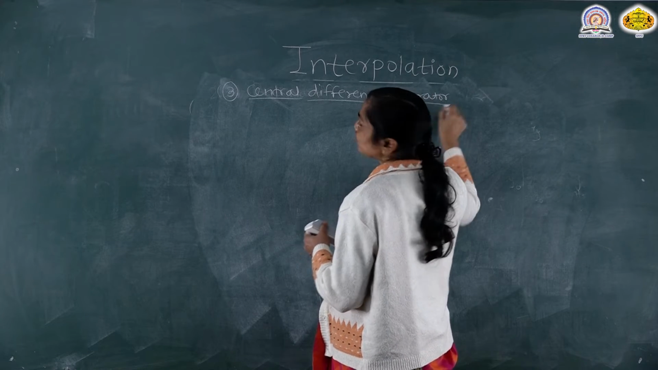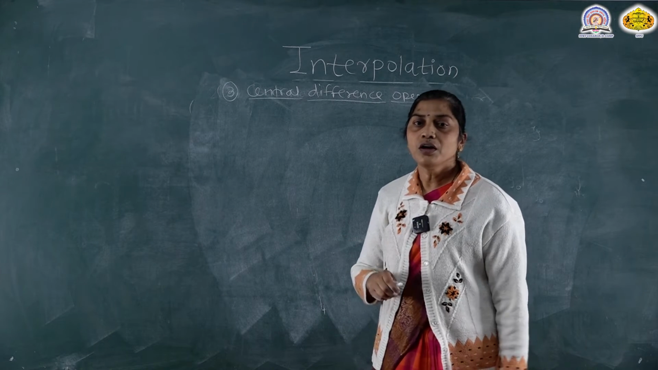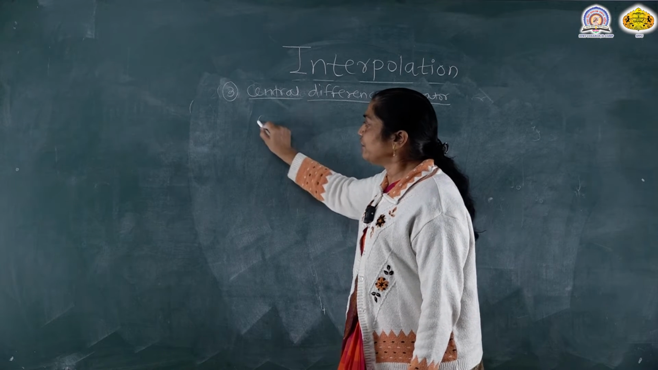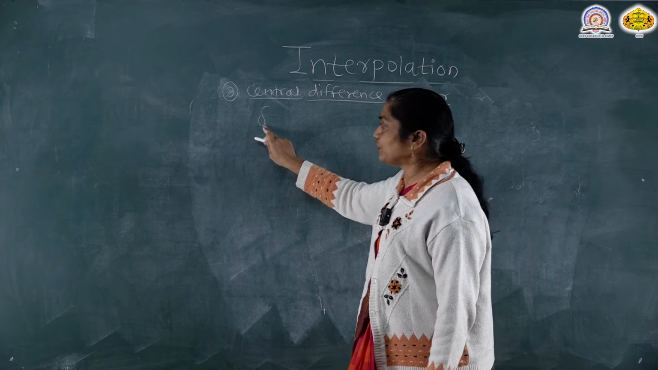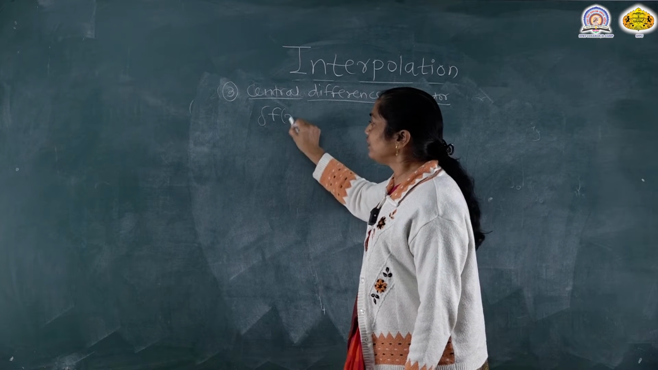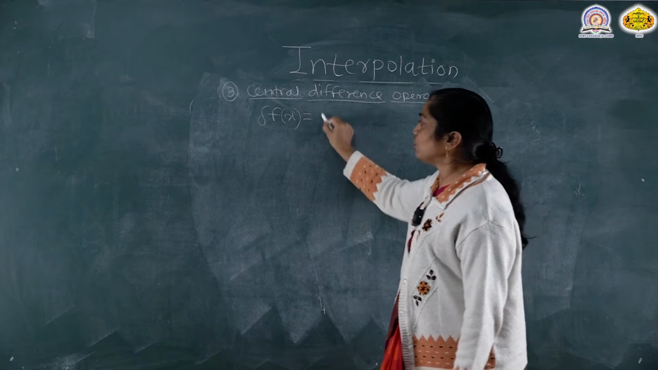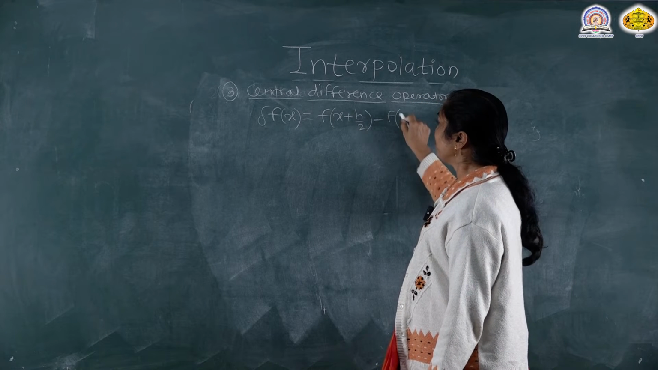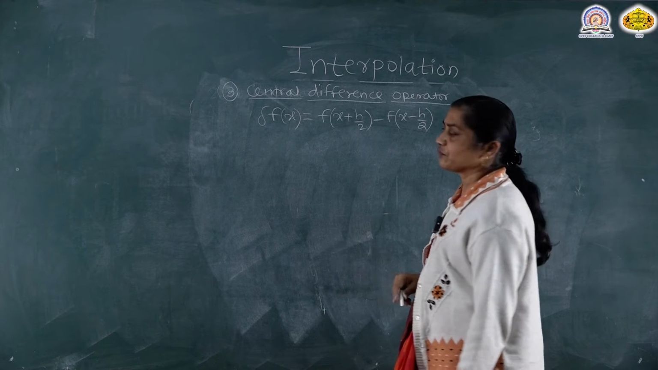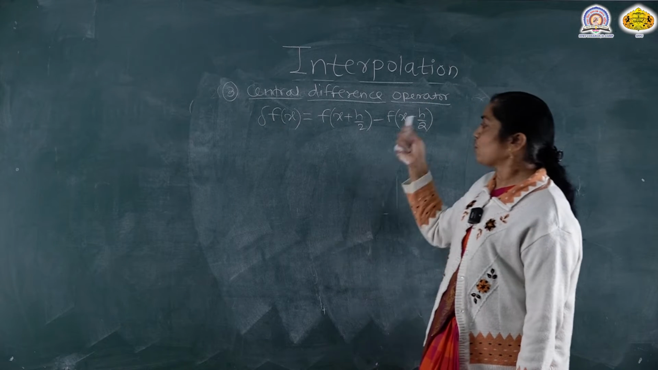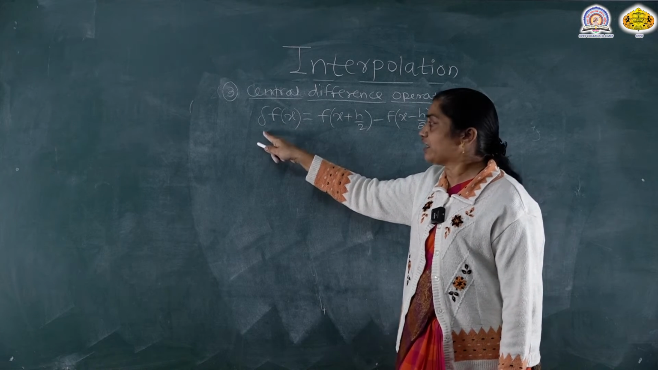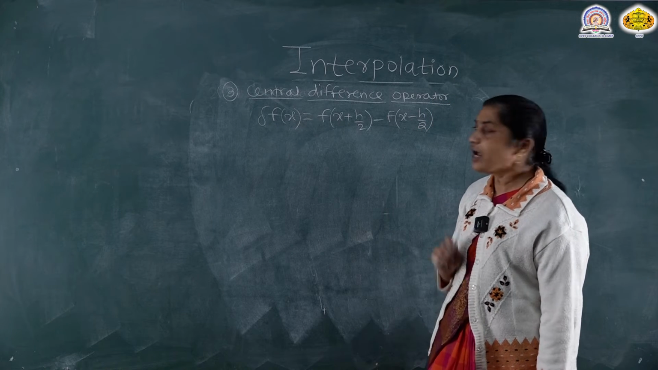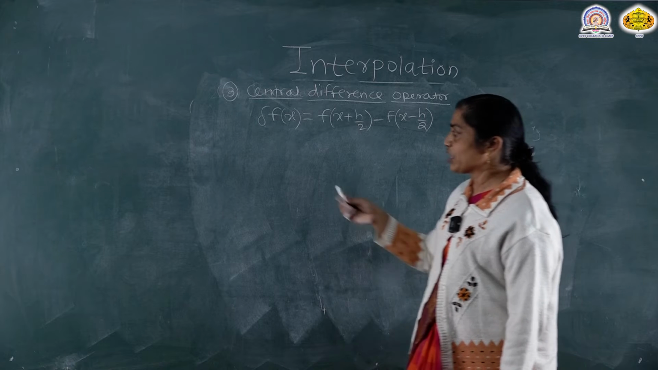So if y is equal to f(x) is a real valued function of real variable x, then the central difference is also denoted by the notation delta, and we denote delta f(x). It is equal to f(x + h/2) minus f(x - h/2). So the central difference operator is denoted by the notation delta and defined as delta f(x) is equal to f(x + h/2) minus f(x - h/2).